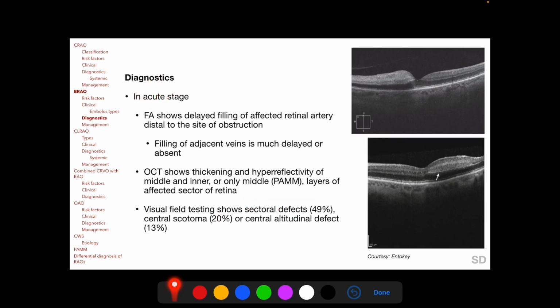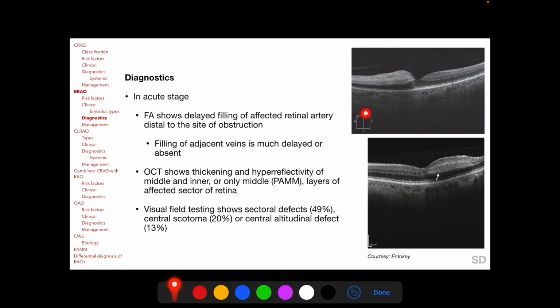In acute stage of BRAO, fluorescein angiography shows delayed filling of the affected retinal artery distal to the site of obstruction. Filling of adjacent veins is also much delayed or absent. OCT shows thickening and hyperreflectivity of the middle and inner retinal layers, or only the middle layer of the retina in the affected sector, as seen here in these OCT images. This OCT image shows hyperreflectivity of both the middle and the inner retinal layers, and this OCT image shows hyperreflectivity of only the middle retinal layer corresponding to the inner nuclear layer.